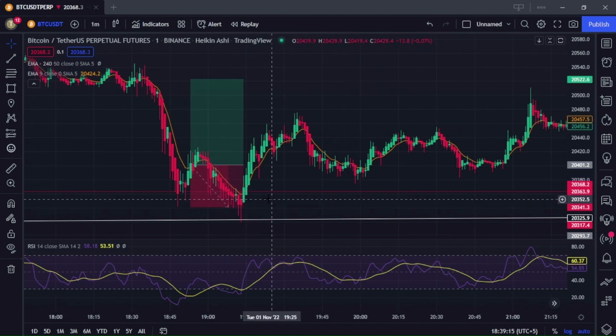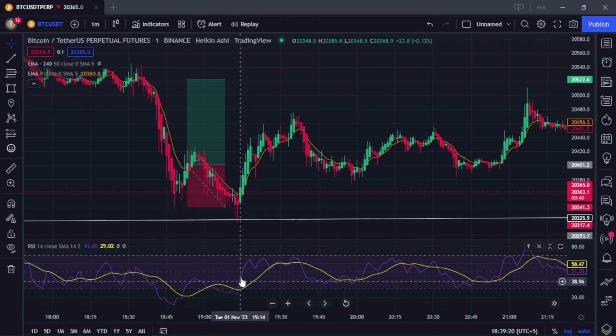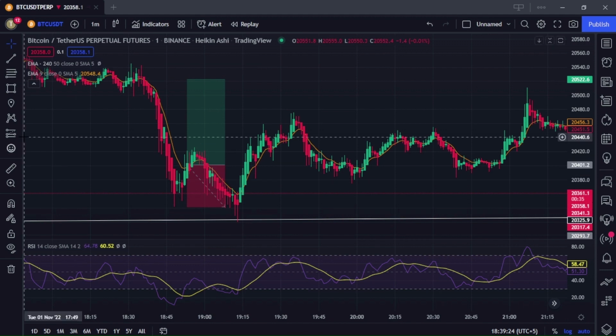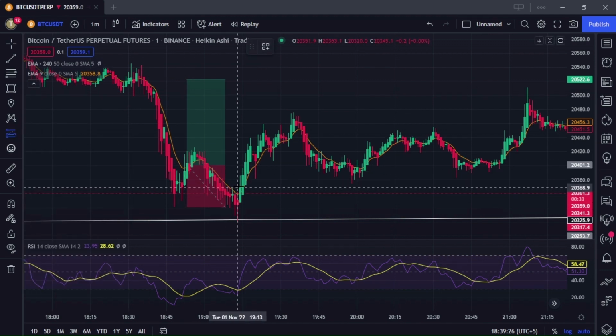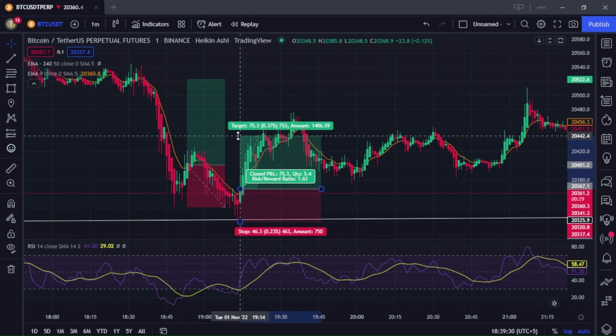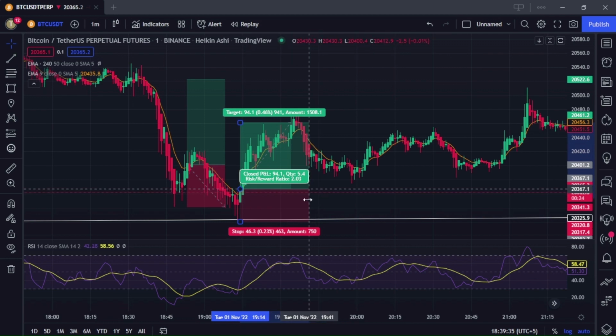After a while you can see there is one more oversold signal from the RSI, and a green Heikin Ashi candle closing above the EMA, so we will open a long position here. As you can see, this position closed in profit.